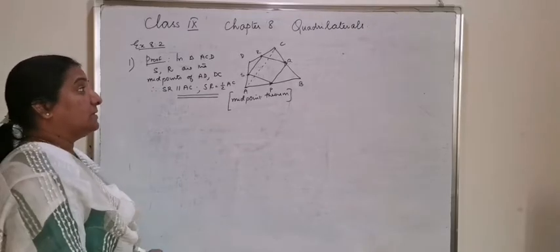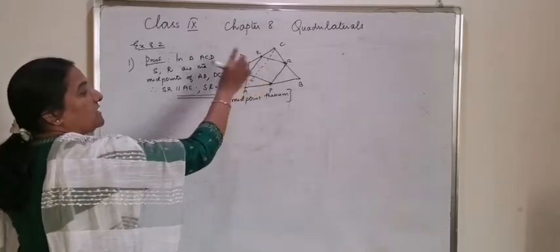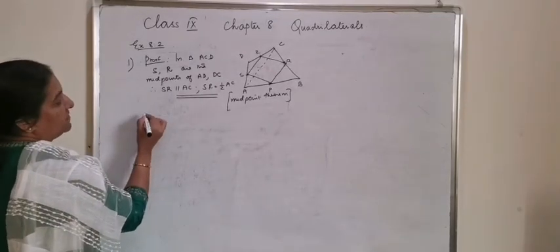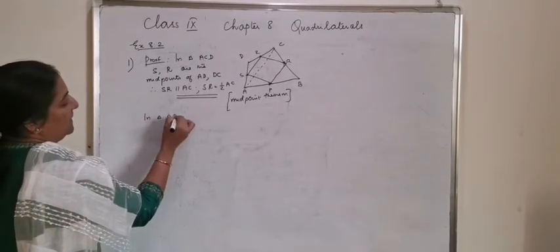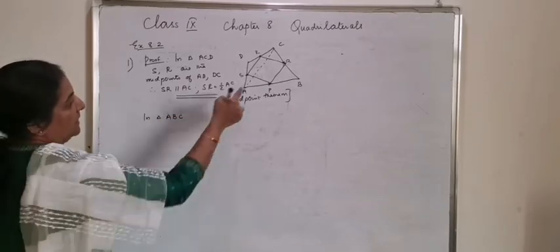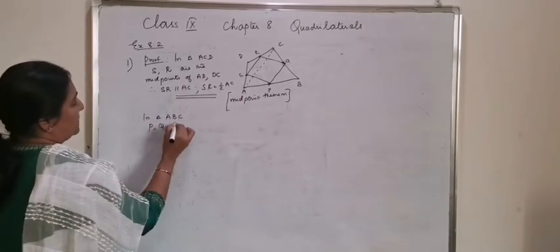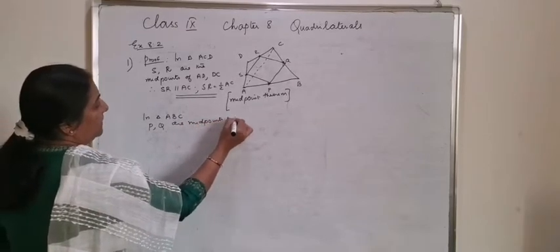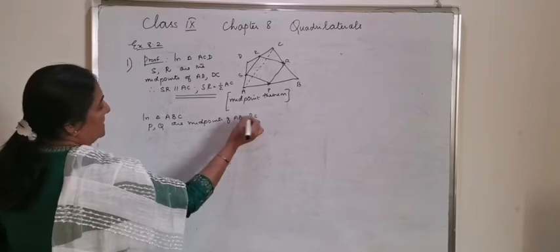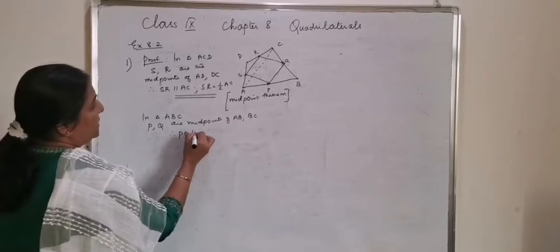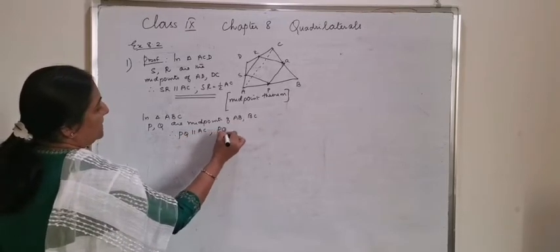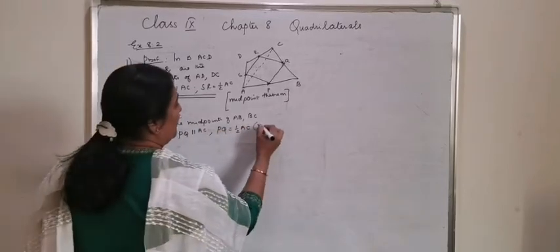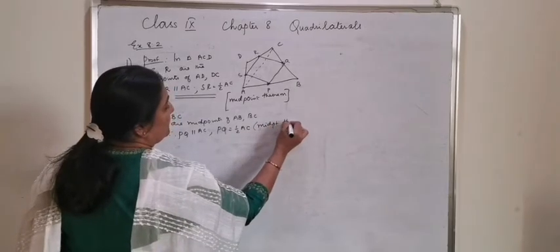Now the second part, you have to prove that PQ is equal to SR. For that, take the next triangle ABC. In triangle ABC, P and Q are midpoints of AB and BC. Therefore, PQ parallel to AC, PQ is equal to half AC. That is also by the rule of midpoint theorem.